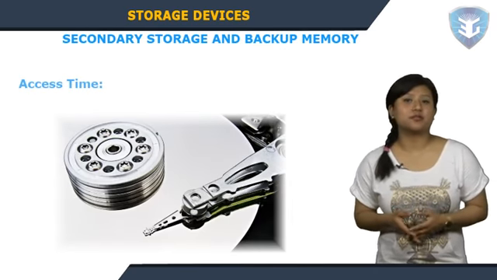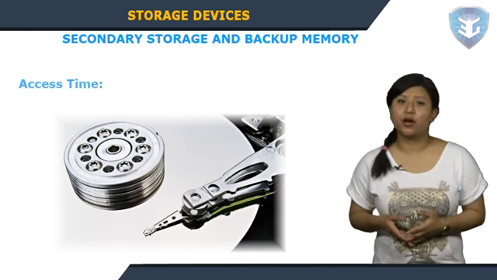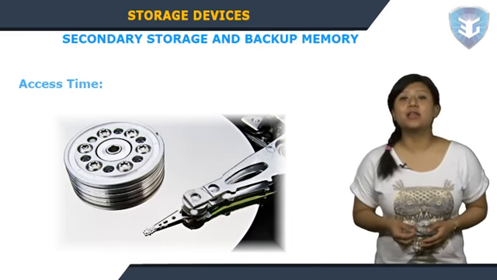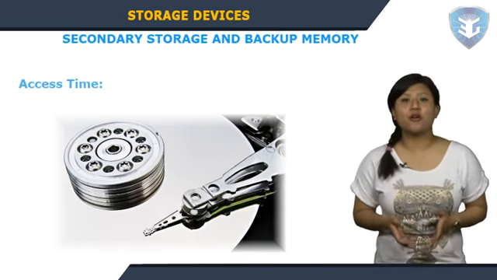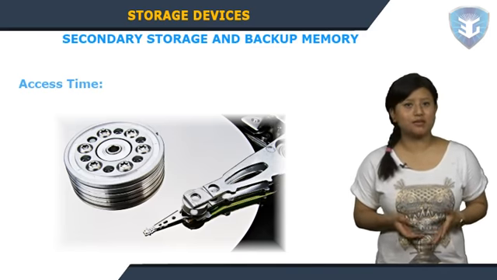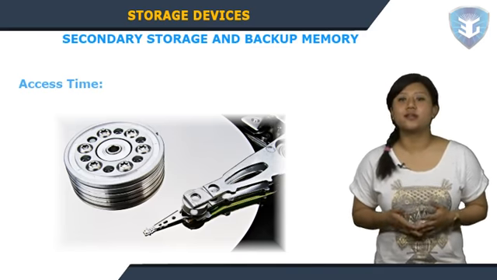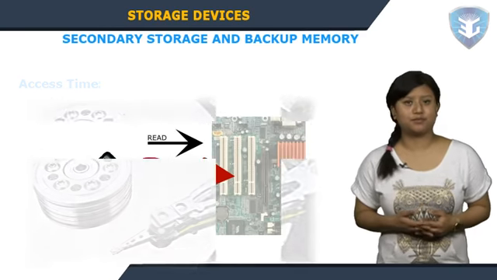Access time. Access times for the optical disc are in the range of 100 to 300 milliseconds. Compare this with the access times of floppy disk, which are in the range of 100 to 200 milliseconds, and that of hard disks, which are in the range of 10 to 30 milliseconds.